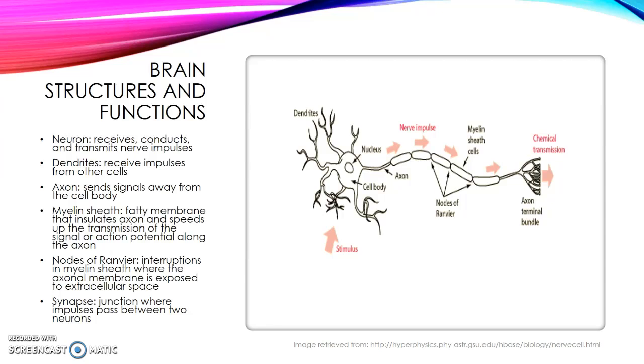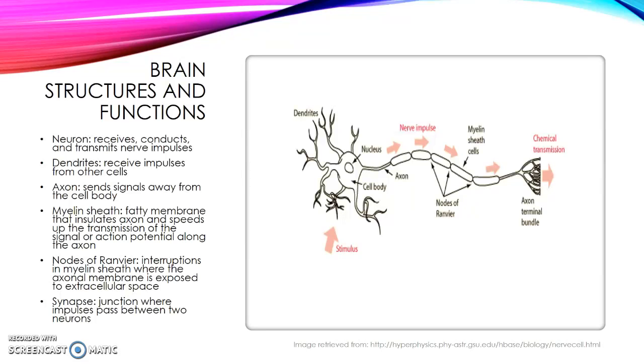First, we have the neuron, which receives, conducts, and transmits nerve impulses. Part of the neuron is the dendrite, which receives impulses from other cells. Each neuron also has an axon, which sends signals away from the cell body. And then there's myelin sheath, which is the fatty membrane that insulates the axon and speeds up the transmission of the signal or action potential along the axon.